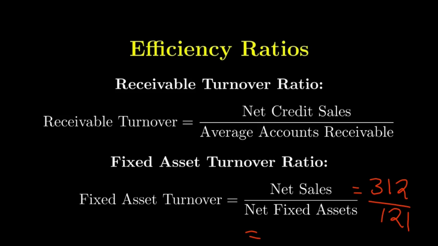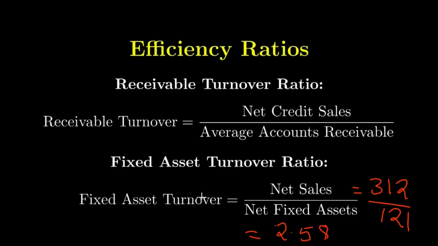121. So what is the ratio that we're getting here? When you divide 312 by 121, you get something like 2.6. To one decimal place, 2.6, but we can do two decimal places to be more precise: 2.58. So this is the fixed asset turnover ratio.